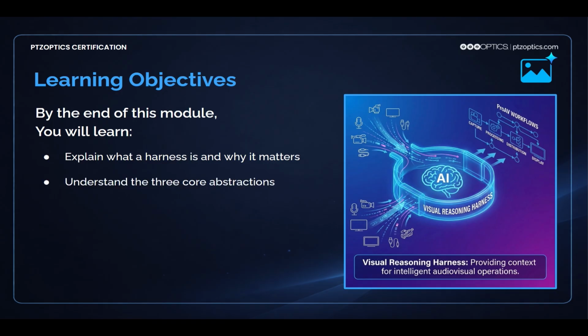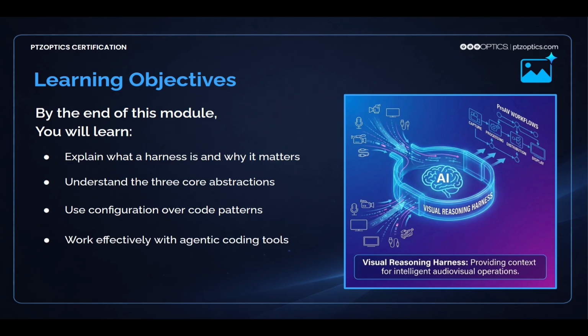And so that's exciting. We're going to understand the 3 core abstractions. We're going to use configuration over code, right? So we're thinking about the end result. What does the customer actually need? Thinking about the goals over how we're going to code it, because we'll just let the AI decide how the code's going to work. And you're going to learn how to work efficiently with agentic coding tools. And we're going to build production-ready visual reasoning systems.